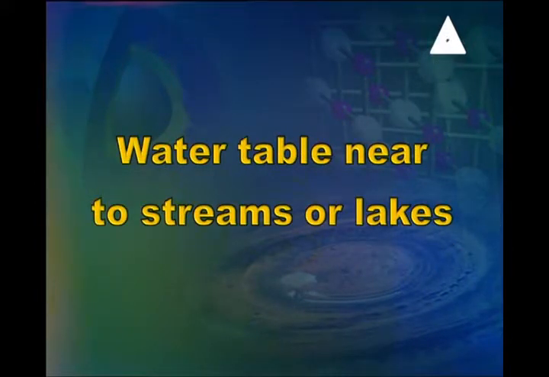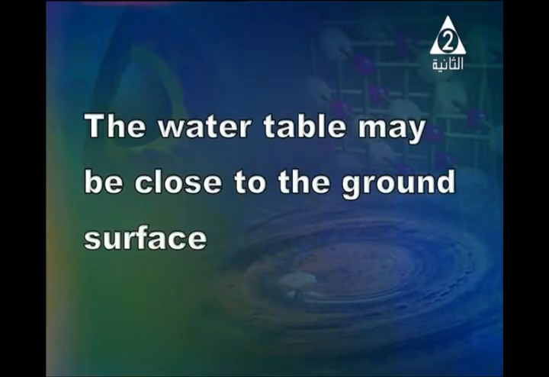Water table near a stream or lake. What happens to the water table if it is close to streams or lakes? The water table may be close to the ground surface. As you see, my dear students, this is a very high condition for the water table, because it gets much recharge from the lakes near it and starts to raise its level, so it is close to the ground surface.